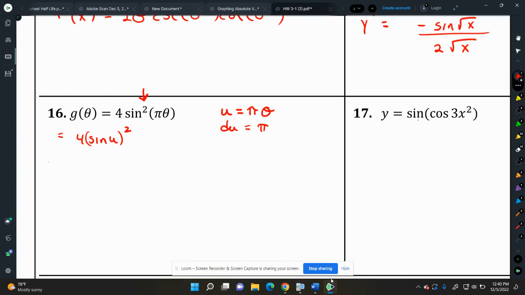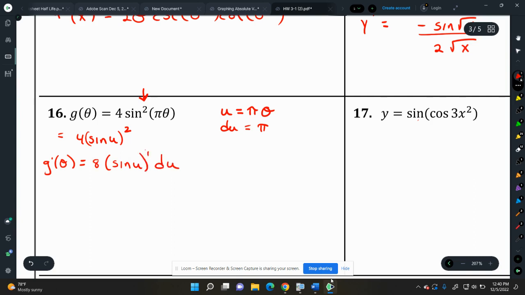All right, so g prime of theta. Okay. So we're going to do the outside, so that's 8 times the sine u. 2 minus 1 is 1, right? Times du.